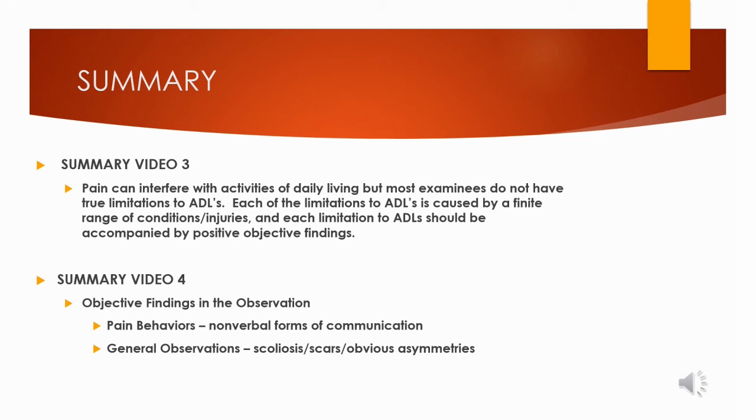Now, for examinees who do have true limitations to activities of daily living, each of the limitations in the activities of daily living that are described in the AMA guides can only be caused by a finite range of conditions and or injuries. And each of the limitations to activities of daily living should be accompanied by positive objective physical examination findings that supports and corroborates the examinee's description of a loss of function for the particular activity. Okay, so very interesting concept.